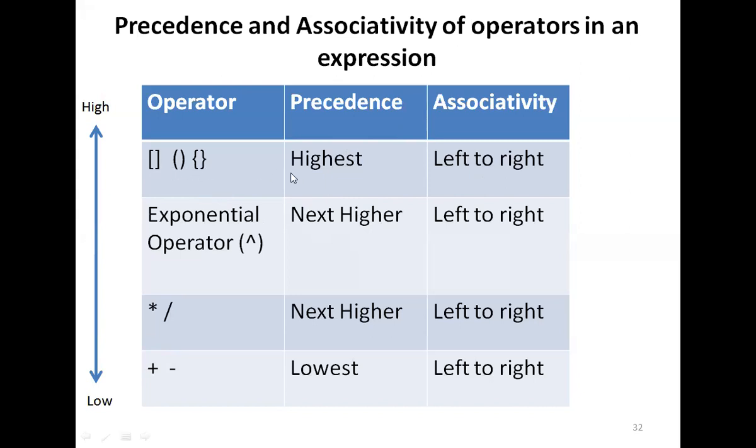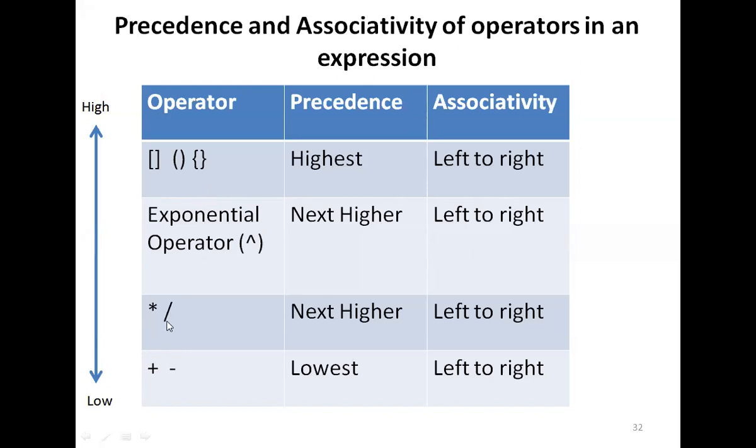First is the brackets. All these brackets have the highest precedence, and their associativity is from left to right. After this, we have the exponential operator. This is the next higher precedence, and this is also left to right associativity.